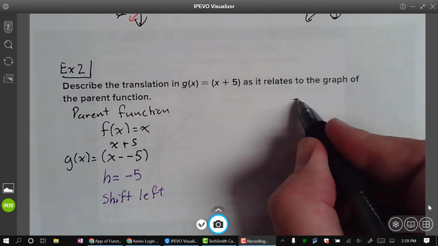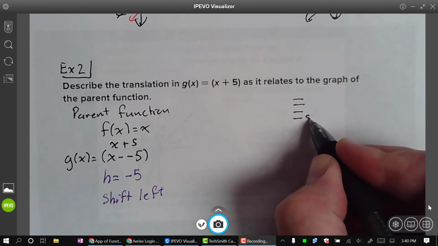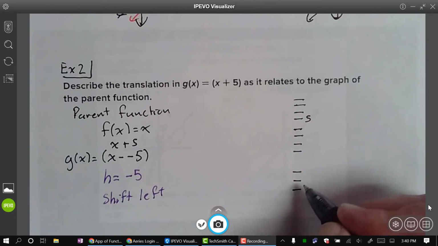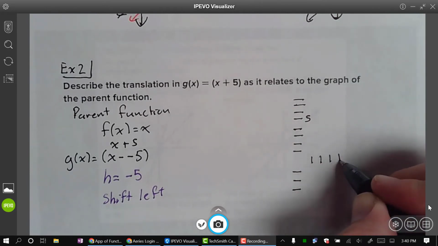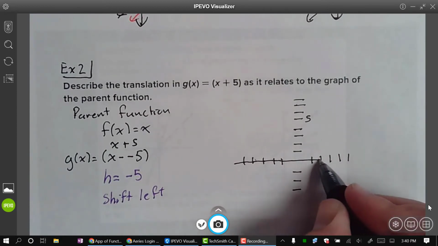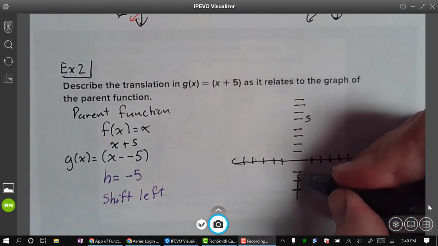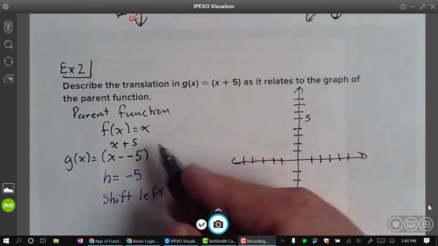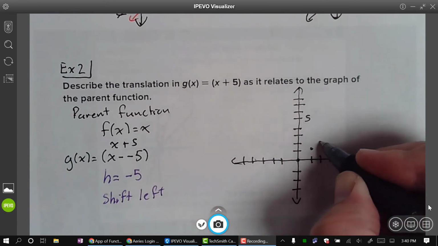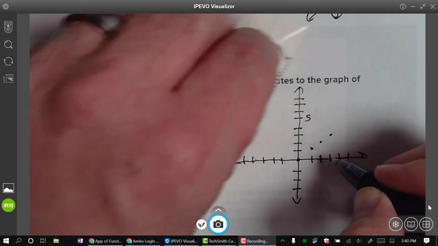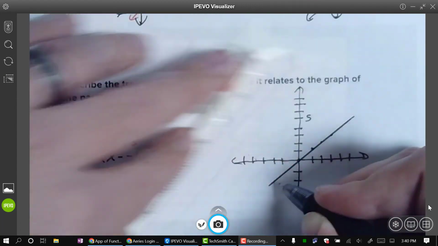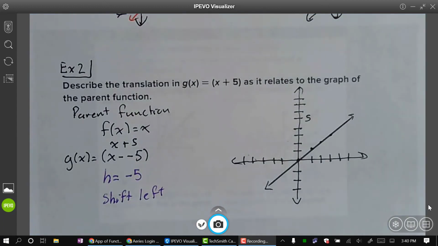So let's draw this out. I'm going to start off with my parent function. My parent function starts at 0, up 1, over 1, up 1, over 1, up 1, over 1. That would be my parent function. For all these, the parent function is pretty much going to be copy-pasted. It's always going to be f of x equals x.